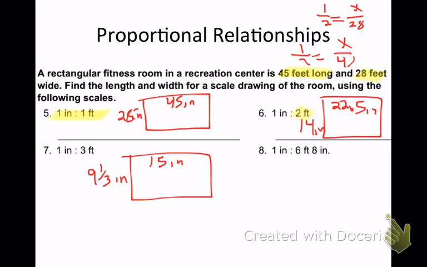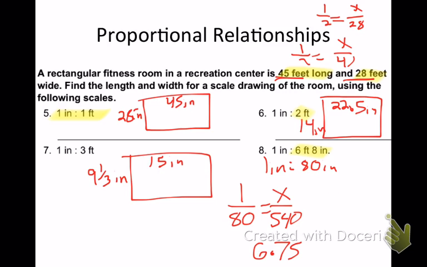A little tougher here. I would convert 6 feet 8 inches just to inches. So how many inches is this? 80 inches. So really it's like saying 1 inch to 80 inches. And then I'd convert 45 and 28 both to inches. So I'd have 1 over 80 equals x over 540. When you do that, you get 6.75.